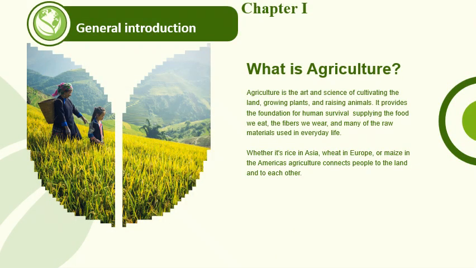So, what is agriculture? Agriculture is both an art and a science. It includes cultivating the land, growing crops, and raising animals for human use. It is essential because it provides food, fibers, and many raw materials that we use in our daily lives. In other words, agriculture is not only about farming, it is a foundation of human survival and social organization.